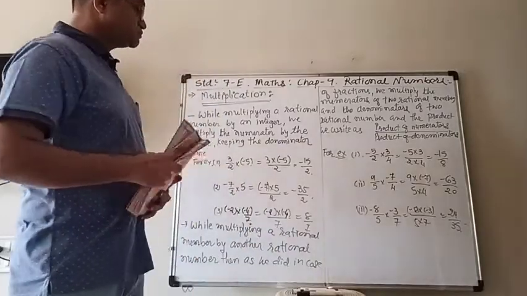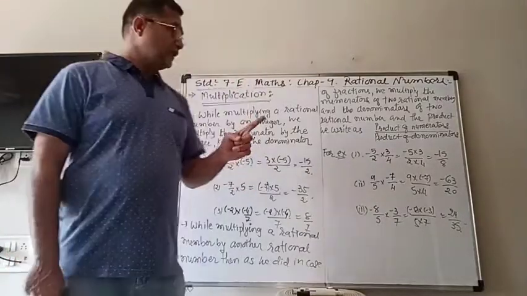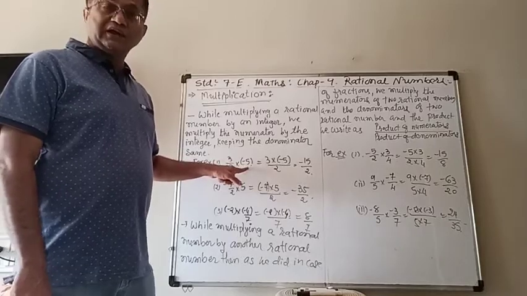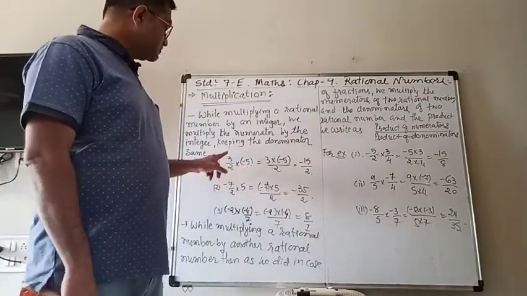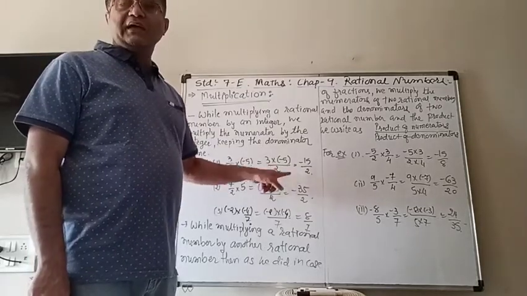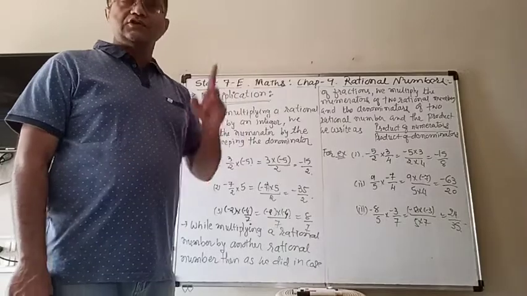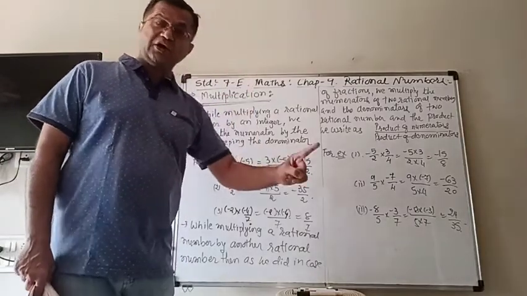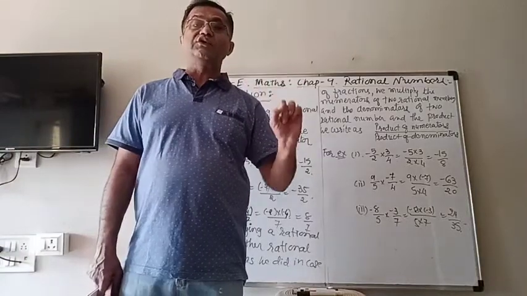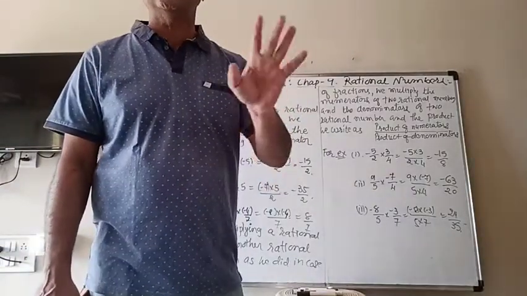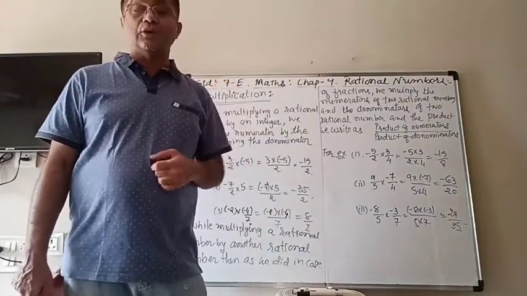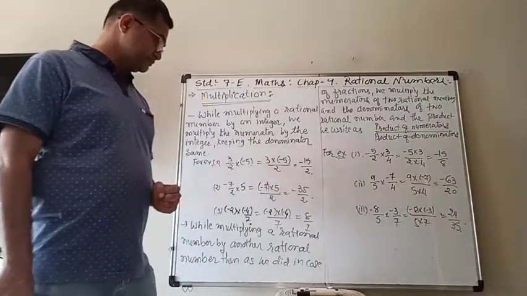So here is the most important thing. When we ask them to multiply with minus 5, some students multiply 3 by minus 5 and 2 also by minus 5. That is wrong. When we multiply with an integer only, the integer must be multiplied with only the numerator. That is very, very important. We don't have to multiply it with the denominator.